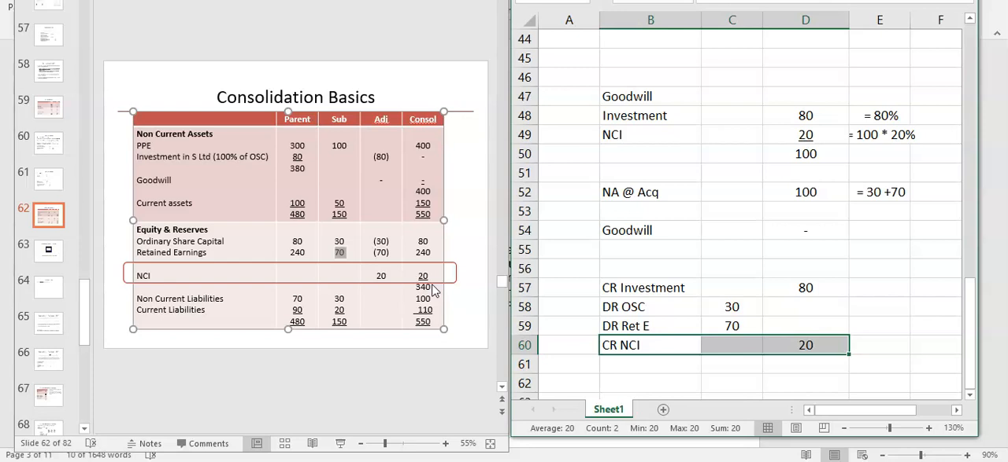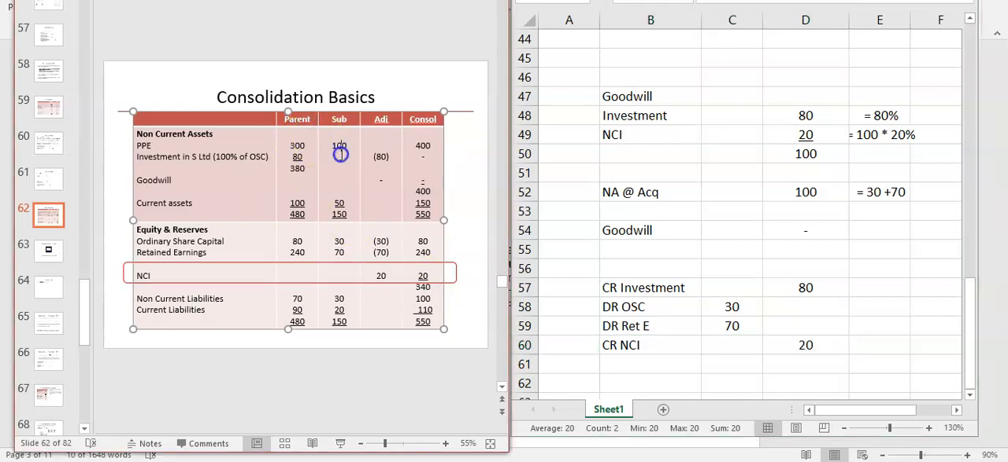So hopefully that makes sense to students. It's just a small step up. We're bringing in the full amount of the assets. You're still adding 100, even though you only own 80% of the company. You're still bringing in the 50. You're still bringing in the 20 and the 30. You don't adjust for the 80% there.